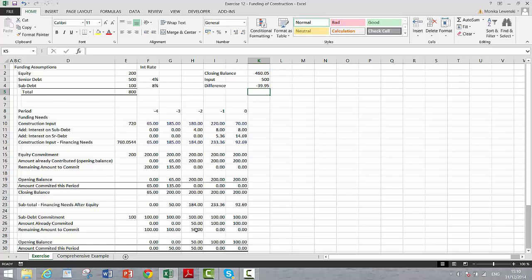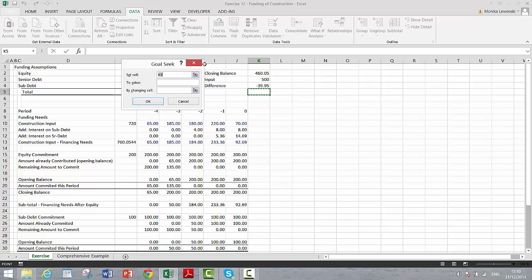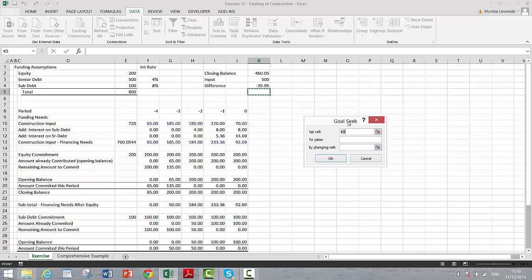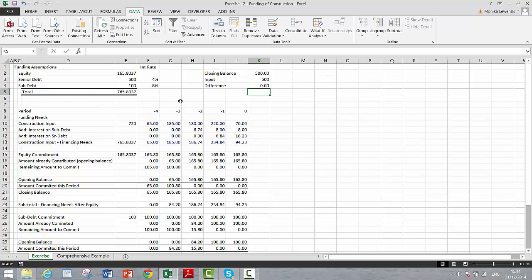So we could take this difference, we could make a goal seek on this difference. We could go to data, what if analysis, goal seek, and we could say, well, let's set this difference to be equal to 0 by changing the equity balance. Hopefully that would work. And there we go. Now we've done our funding needs analysis.